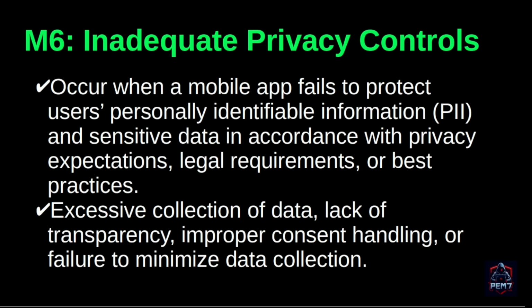And today we're discussing threat number 6, which is inadequate privacy controls. This risk focuses on how mobile applications handle user privacy, not just from a security perspective but from a compliance and user rights perspective. We'll explore what inadequate privacy controls look like, how they are exploited, prevention strategies, and the significant business impacts. So let's get started.